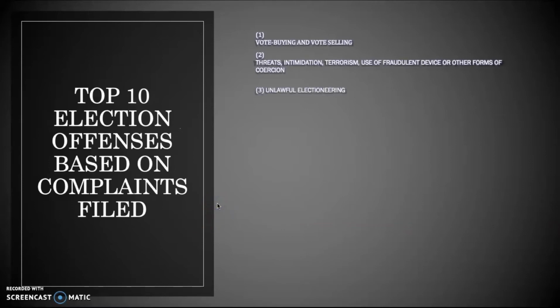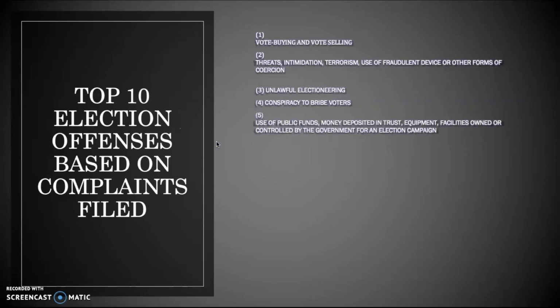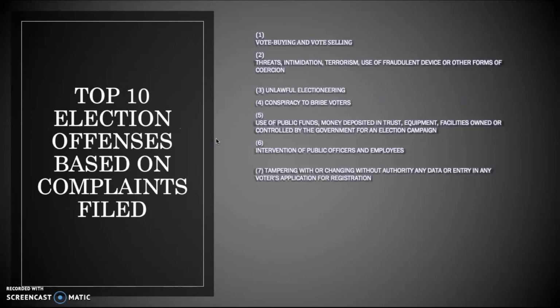Third, we have unlawful electioneering, found in Section 261K of the OEC. Fourth, conspiracy to bribe voters, found in Section 261B of the OEC. Fifth, use of public funds, money deposited in trust, equipment, facilities owned or controlled by the government for an election campaign, found in Section 261O of the OEC. Sixth, we have intervention of public officers and employees, found in Section 261I of the OEC. Seventh, tampering with or changing without authority any data or entry in any voter's application for registration, found in Section 261Y7 of the OEC.